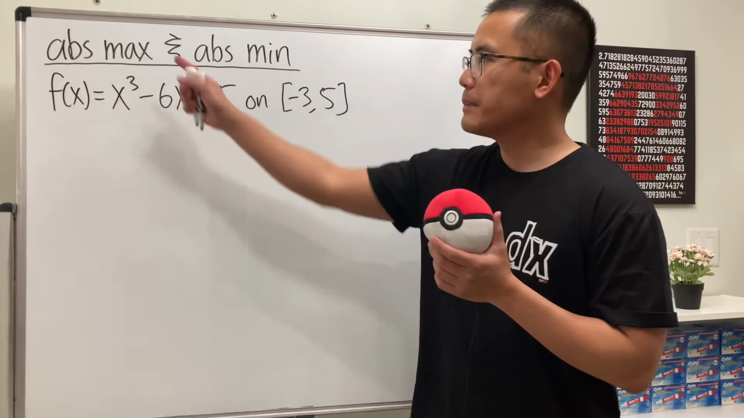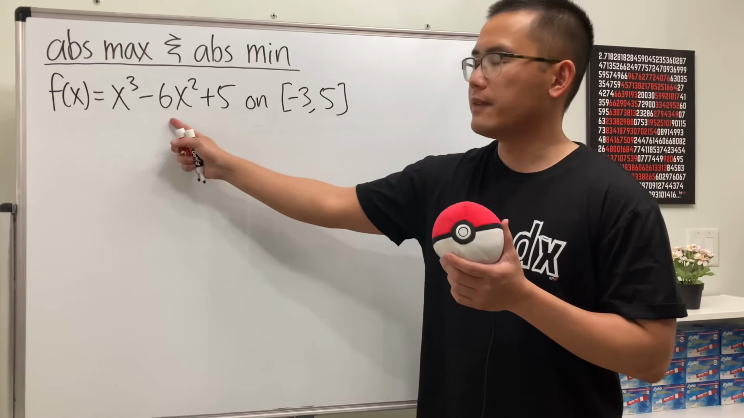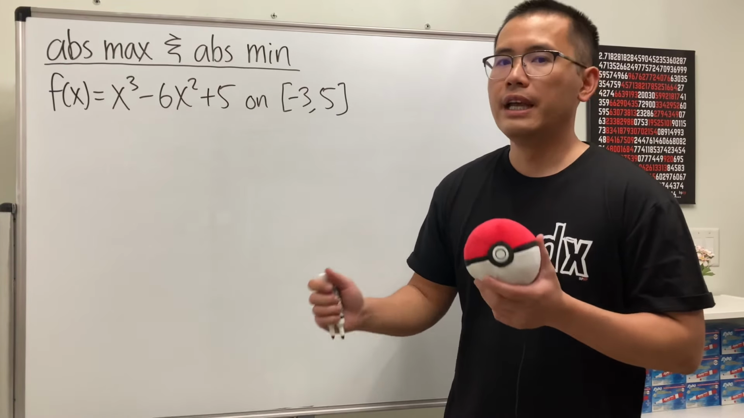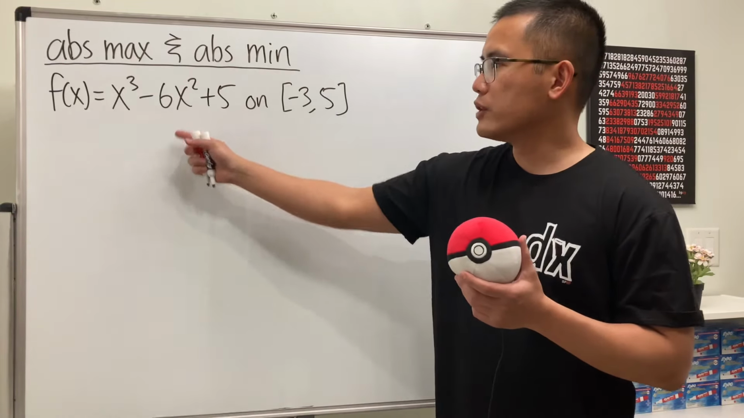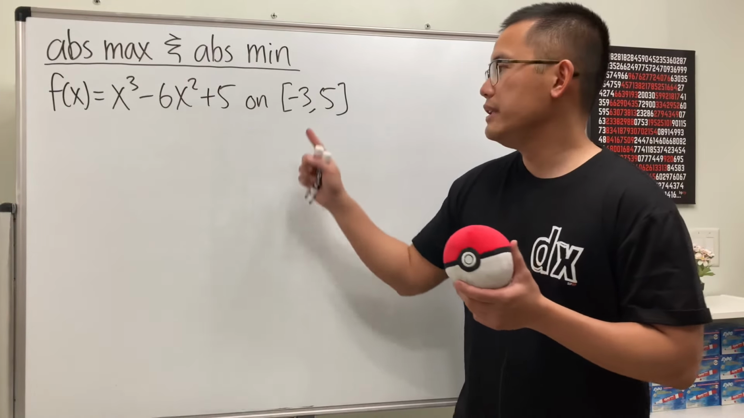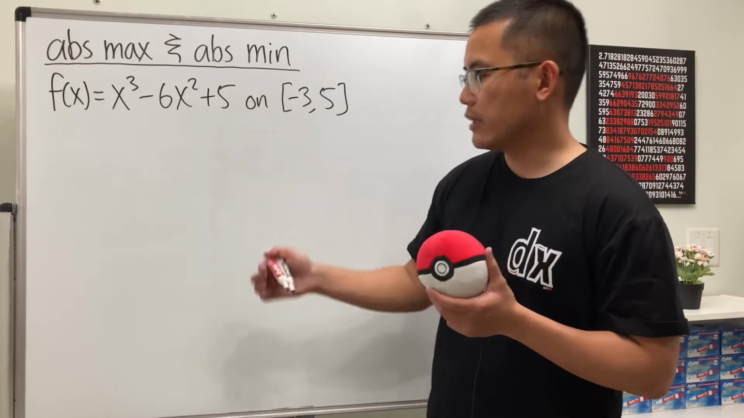Okay, we are going to find the absolute max and also the absolute min for this function on this interval. So remember, we have to get the critical numbers first and then check the values of the function at the critical numbers if they are on the interval and also the endpoints of the interval. So let's get to work.